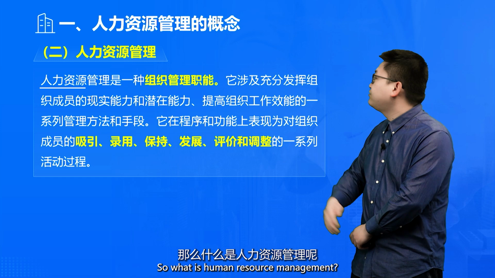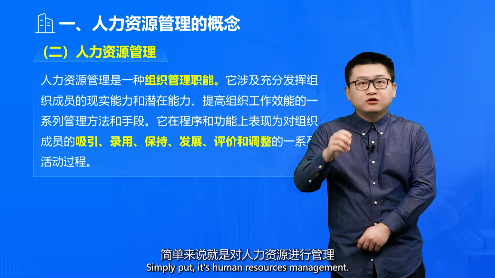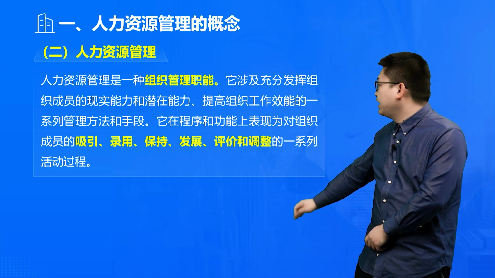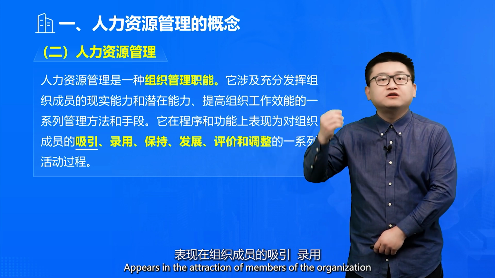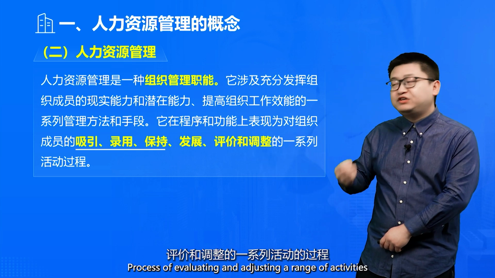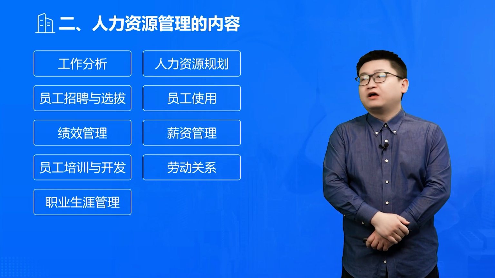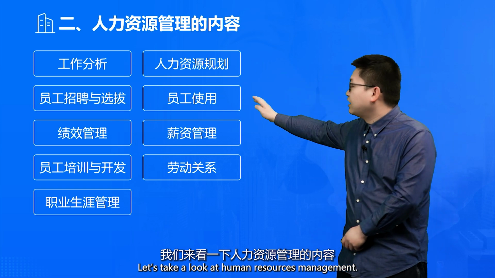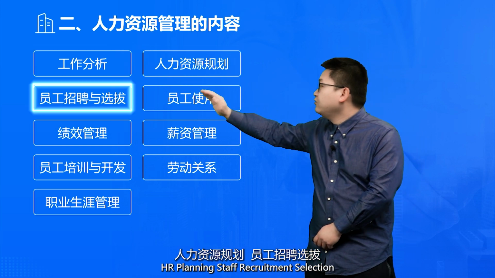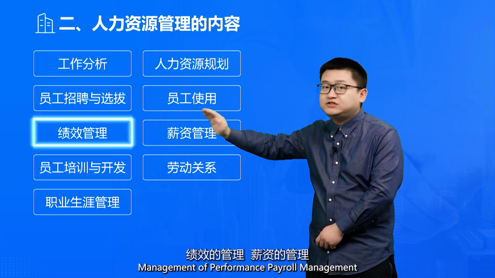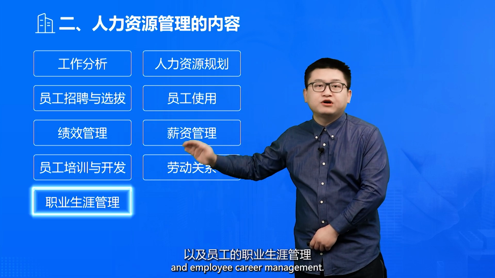So what is human resource management? It's an organizational function. Simply put, human resources management is a programmed and functional process of attracting, maintaining, developing, evaluating and adjusting the members of the organization through a range of activities. Human resources management is mainly seen in the following aspects: job analysis, HR planning, staff recruitment, selection, use of employees, management of performance, payroll management, employee training and development, labor relations, and employee career management.